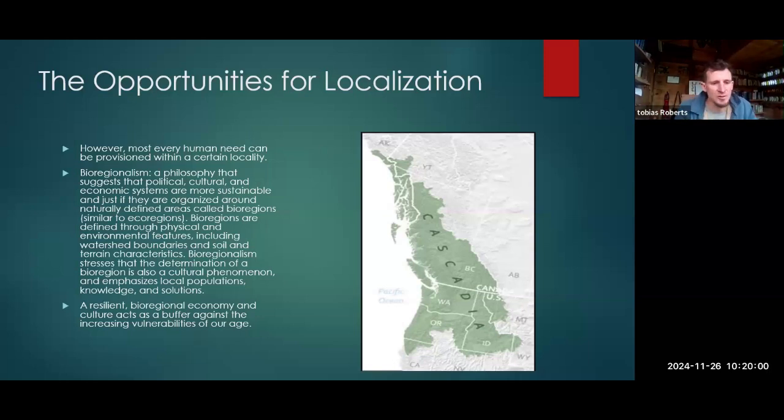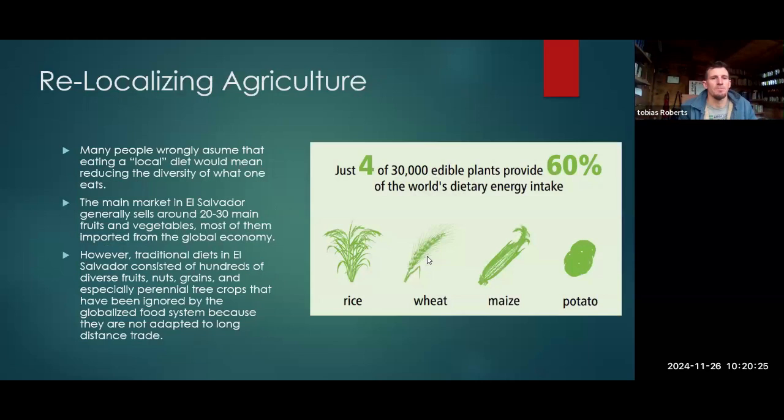A resilient bioregional economy and a resilient bioregional culture can act as a buffer against all of the increasing vulnerabilities of globalization that we talked about before, right? So if this area was able to come together to produce their food, their energy, et cetera, and all these different things, obviously they're going to be less impacted by interruptions to the global supply chains that we mentioned above.